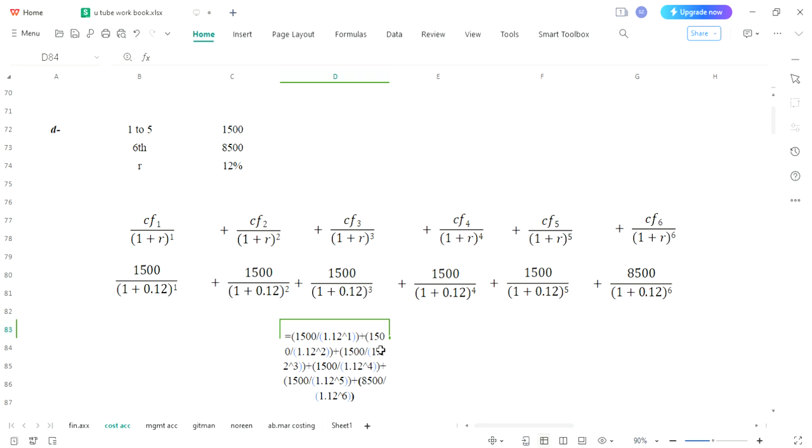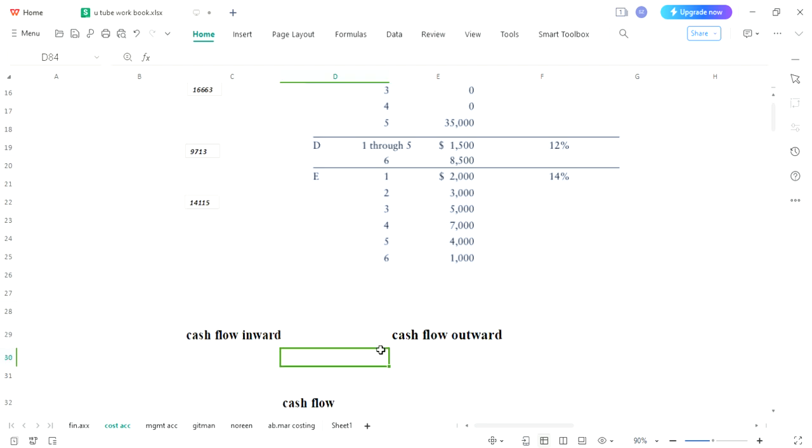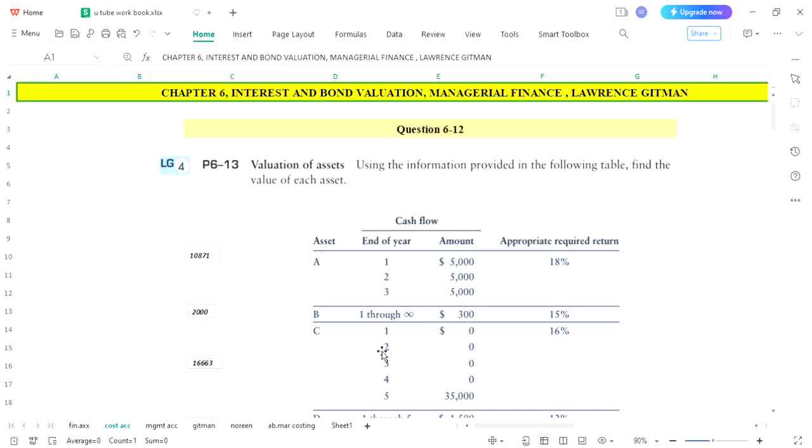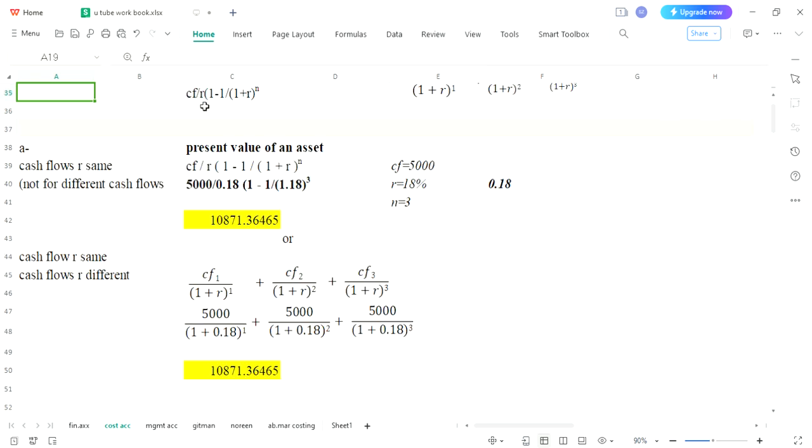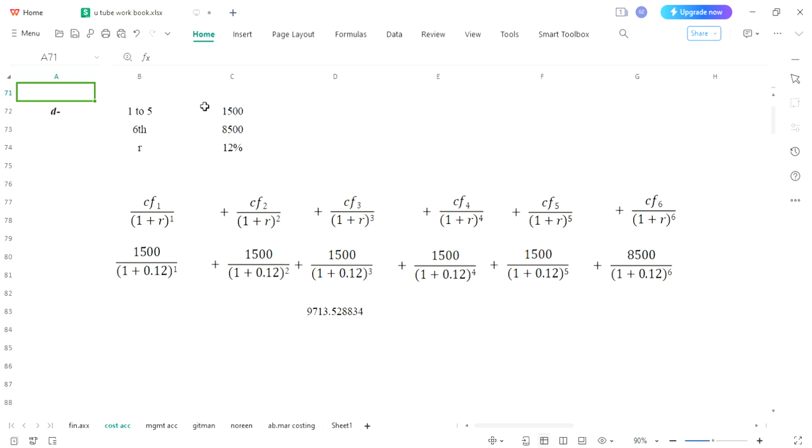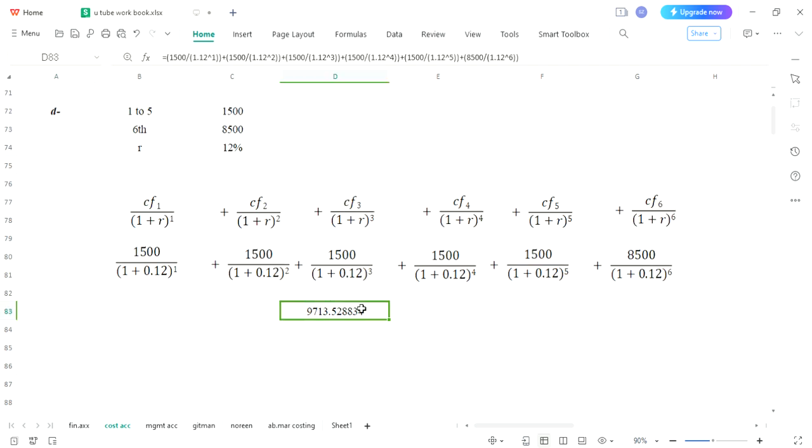It's taking time. Look here, I have clicked and it has taken 10 to 15 seconds. So 9713 is your answer for D part. 9713, and D part has been sorted out. This was your answer.